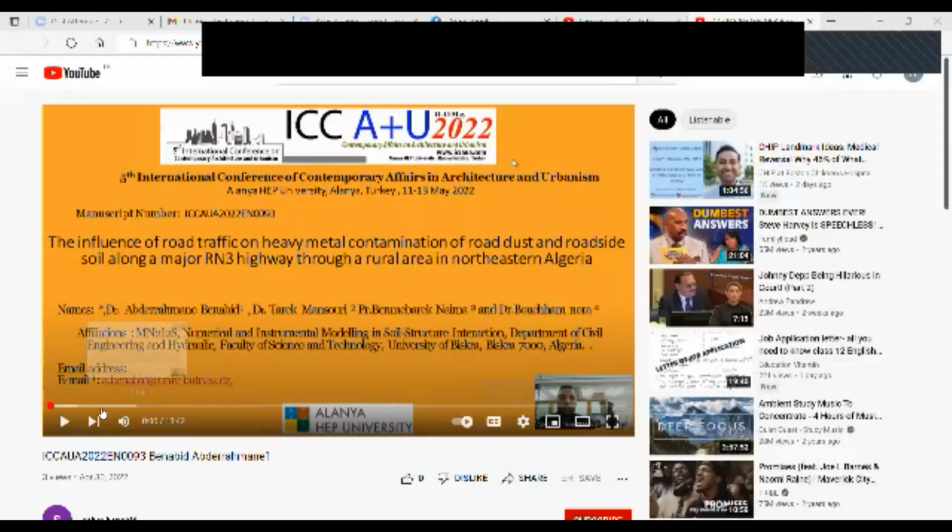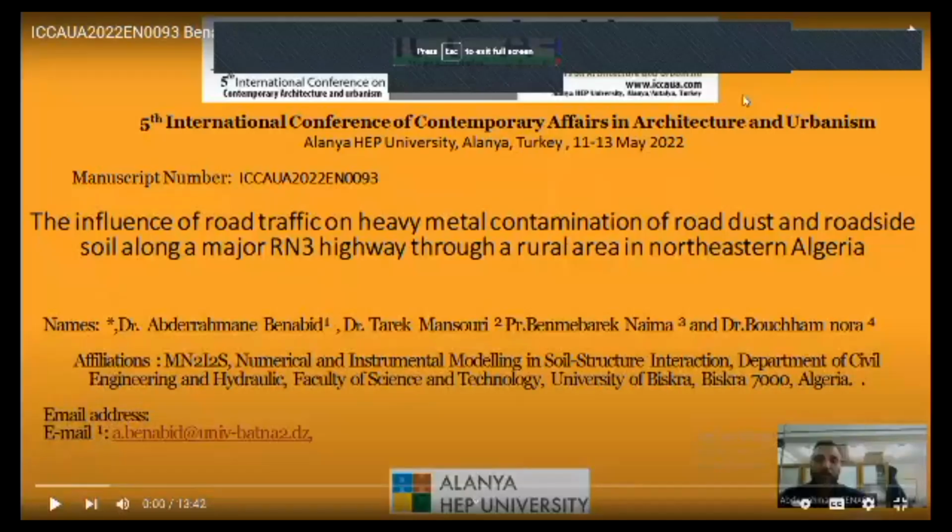is the influence of road traffic on heavy metal contamination of road dust and roadside soil along a major RN3 highway through a rural area in northeastern Algeria. It's presented by Dr. Ben Abid Abdurrahman, Dr. Mansouri Tariq, Dr. Ben Mubarak Naima, and Dr. Boucham Nora.